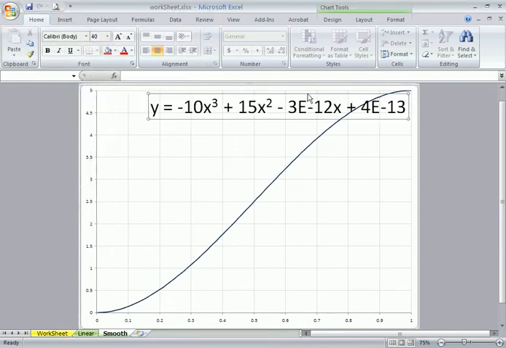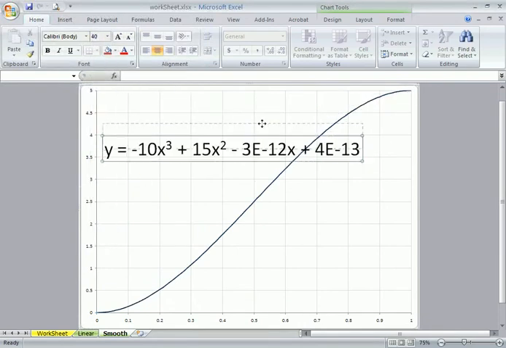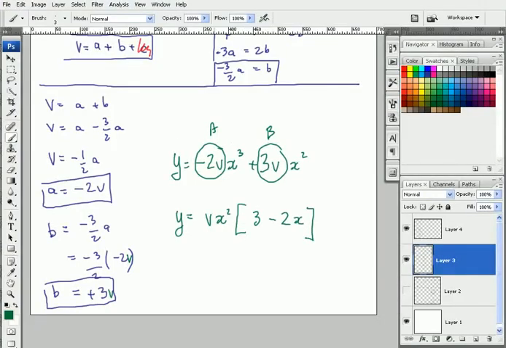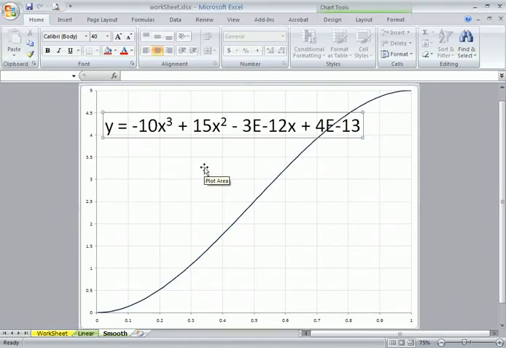So let's enlarge that equation and take a look and compare it to what we generated. Well, we have minus 10x cubed plus 15x squared minus this value here is practically 0 plus another 0 value here. So in essence, we just have y is equal to minus 10x cubed plus 15x squared. Is that what we got here? Well, our v value was 5, so we get minus 2 times 5, which is 10. So we get minus 10 plus 3 times 5, which is 15x squared. Sure enough, that's the correct equation.